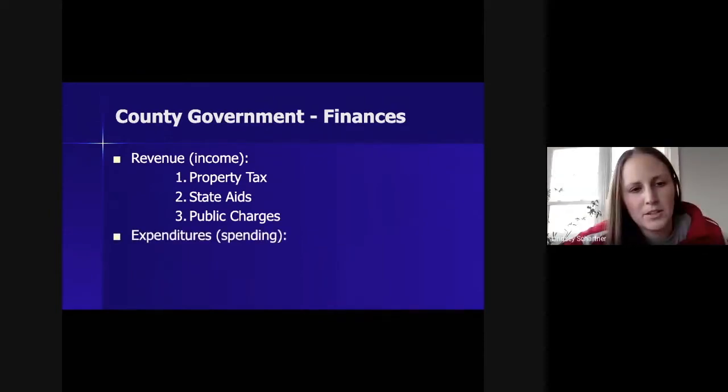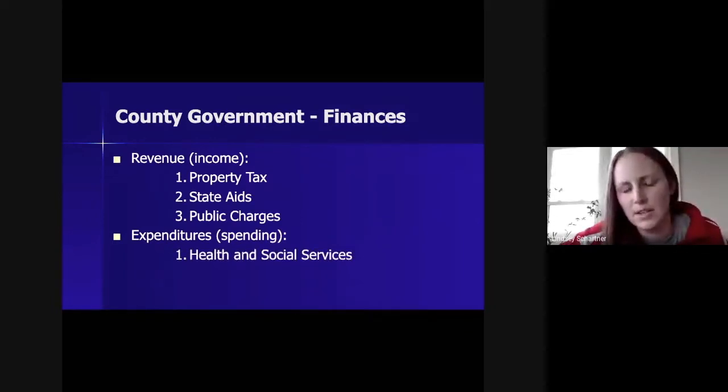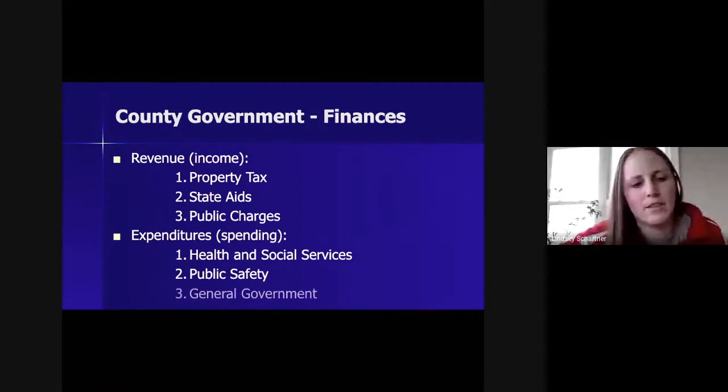And then expenditures, where is the county spending its money? So one would be in health and social services, so providing those things to the people. Public safety, so your police officers, firefighters, and then just general government, what it costs essentially to run the county government. So to have people employed and have buildings open, those types of things is where they're going to spend the most of their money.